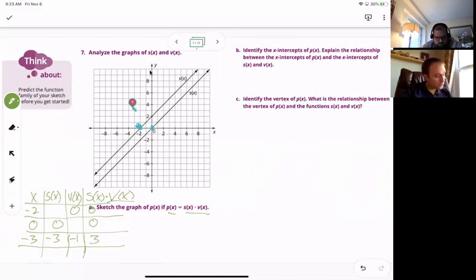If I pick something in between, maybe negative 1, if I plug in negative 1, S of X is negative 1, and V of X is 1. And then negative 1 times 1 is negative 1. And then if I pick something to the right, maybe 2. So if I plug in 2, S of X is 2, and V of X is 4. 2 times 4 is 8.